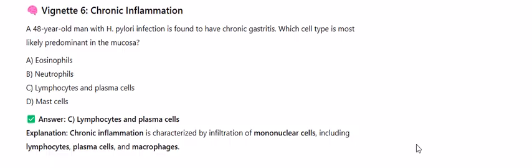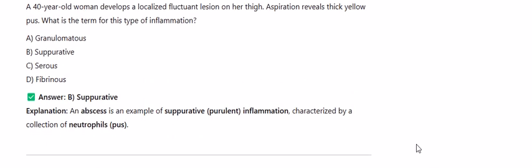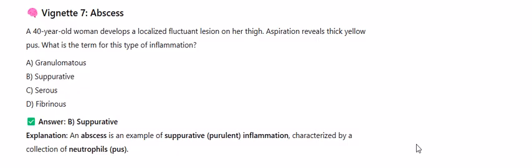Vignette 7. Abscess. A 40-year-old woman develops a localized fluctuant lesion on her thigh. Aspiration reveals thick yellow pus. What is the term for this type of inflammation? A. Granulomatous. B. Suppurative. C. Serous. D. Fibrinous. Explanation: an abscess is an example of suppurative, purulent inflammation characterized by a collection of neutrophils, pus.